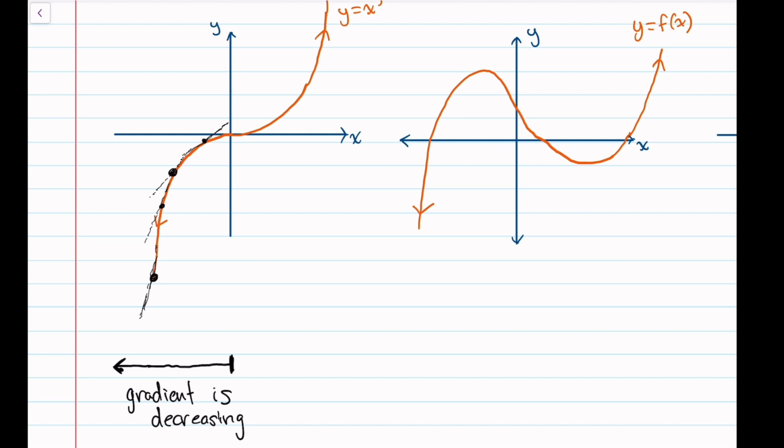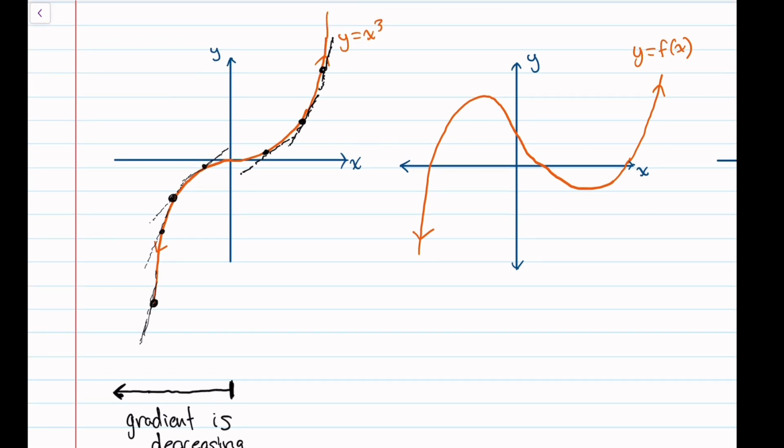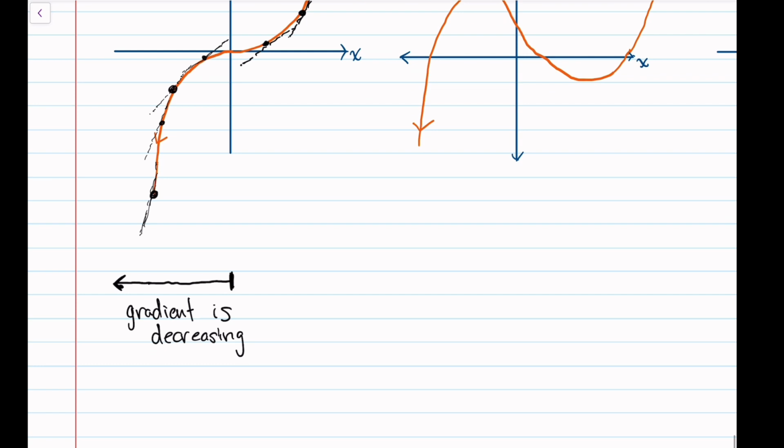Now, once we cross this point here, which is our stationary point, if I think about the gradient of the tangent at this point, it's increasing, or has gotten larger. At this point, it's getting larger, and it's going to continue increasing forever. So we could say that anywhere right of the y-intercept, the gradient is increasing.